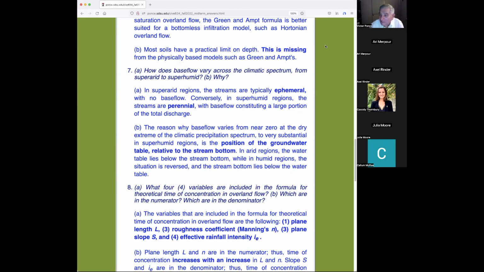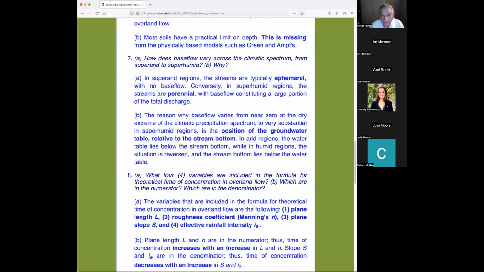Isn't that fascinating? Well, it is. It's history. And that's the essence of this answer, by the way. The position of the groundwater table relative to the stream bottom. That is why the base flow varies. If the position of the groundwater table were not varying, every river would have base flow, which is not the case. I think I've shown you pictures of that.